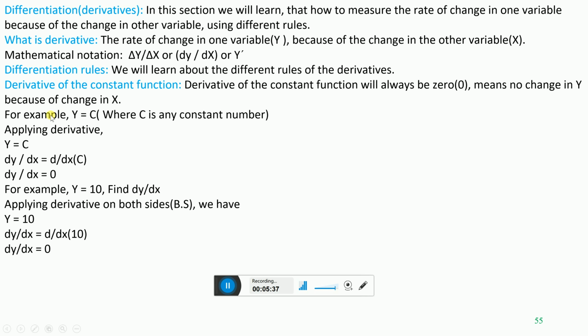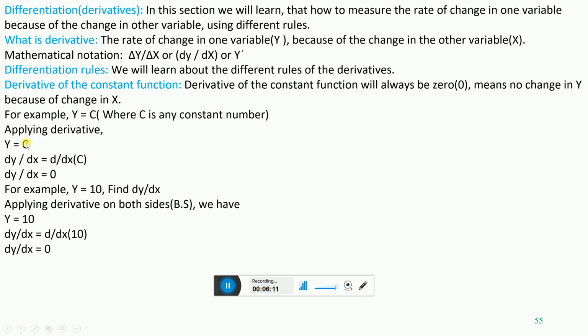Now I am putting one example. This is a standard constant function: y is equal to c, where y is the dependent variable located on the left hand side of the function, and c is any constant number. Where c is any constant number means any number like 10, 20, 30, 40, minus 10, minus 20, minus 30, minus 40. C can be positive, can be negative. So this is a standard constant function.